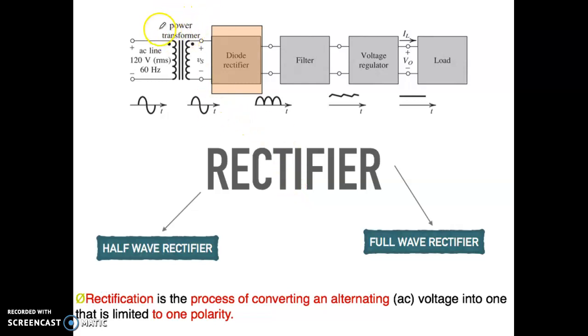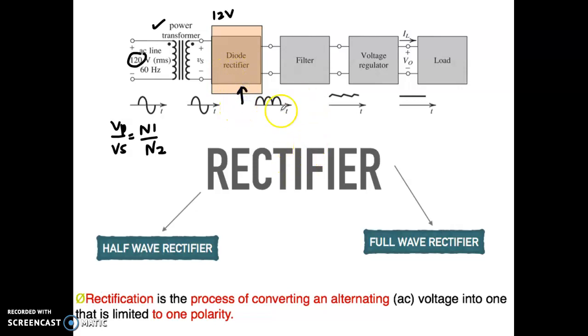So now let's continue to the second part of your chapter 3. In the previous part, you learned about the transformer, where it will step down the 120 volt here to a smaller voltage, let's say 12 volt. So the first formula that you learned before is V primary divided by V secondary equal to N1 divided by N2. Now we move to the second block diagram, that is what we call the rectifier.